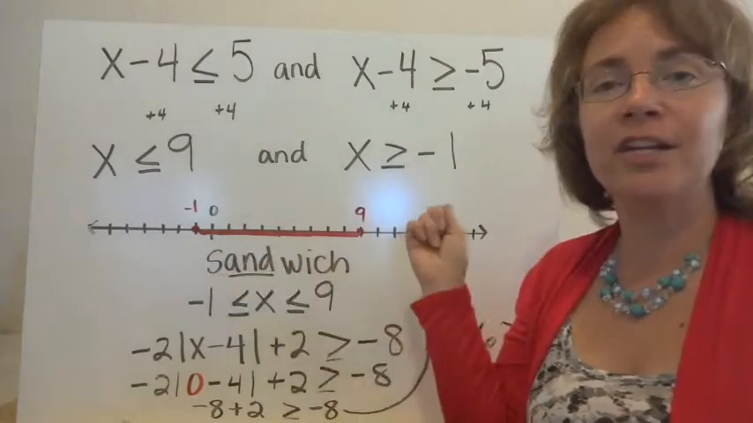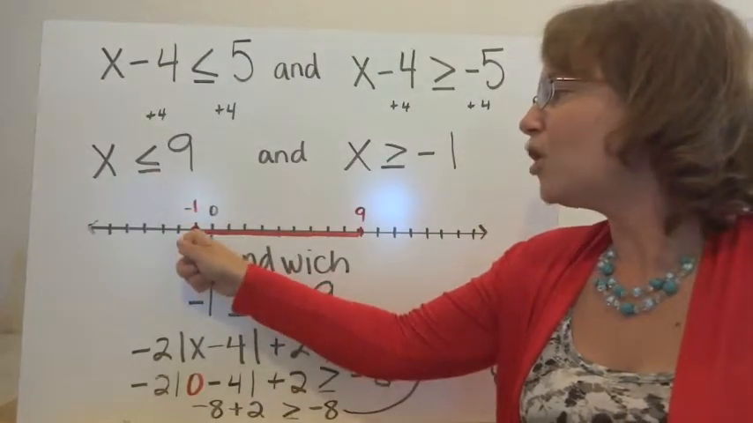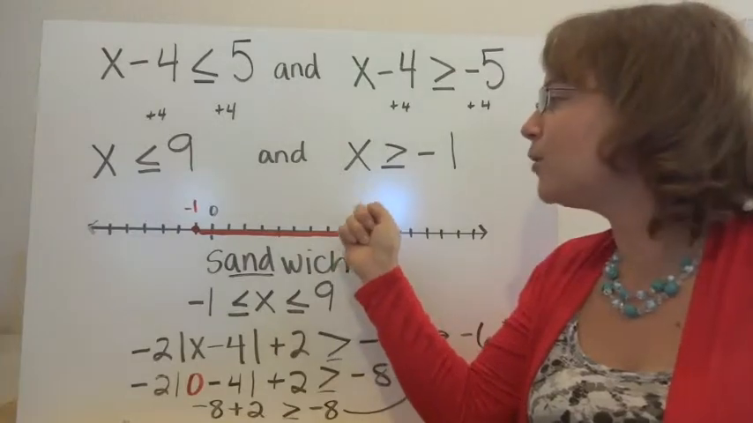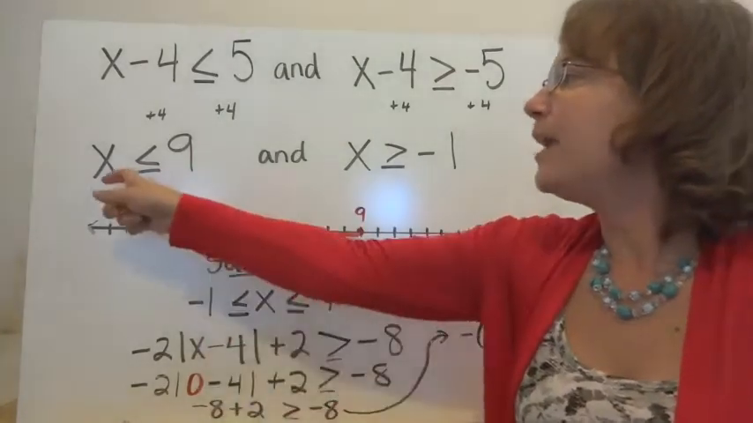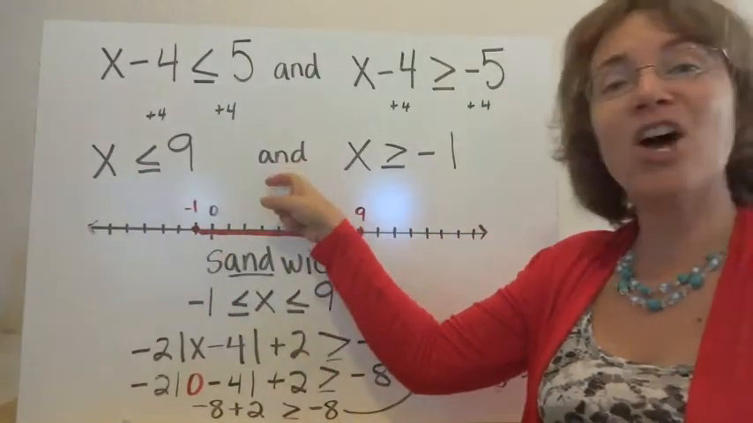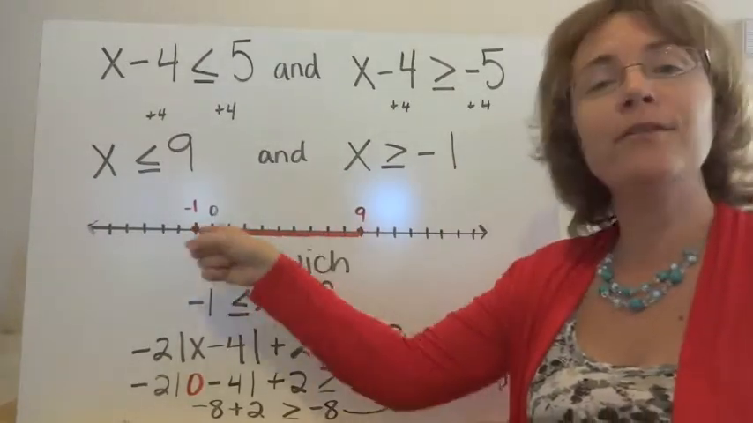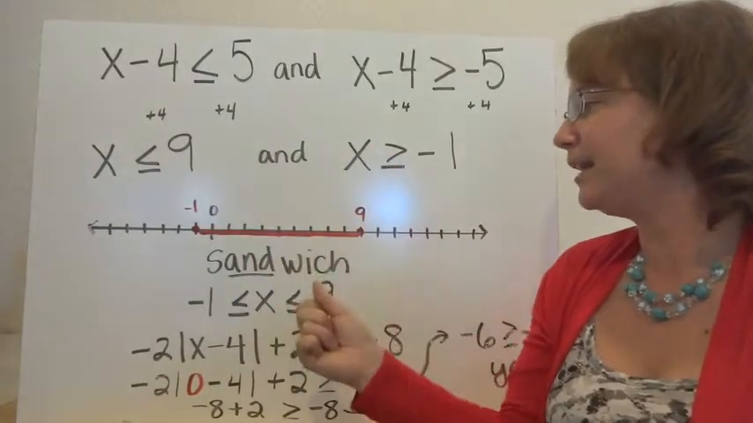Now I can go ahead and look at the graph of this. Because I have the or equal to's, I know I'm going to have solid dots in here. I know that x can actually be equal to 9 and equal to negative 1. So that's why those are colored in. I know x has to be less than or equal to 9, so that's this way, but it also has to be greater than or equal to negative 1. So both of those things have to be true because of my "and" and because of my solution set right here.